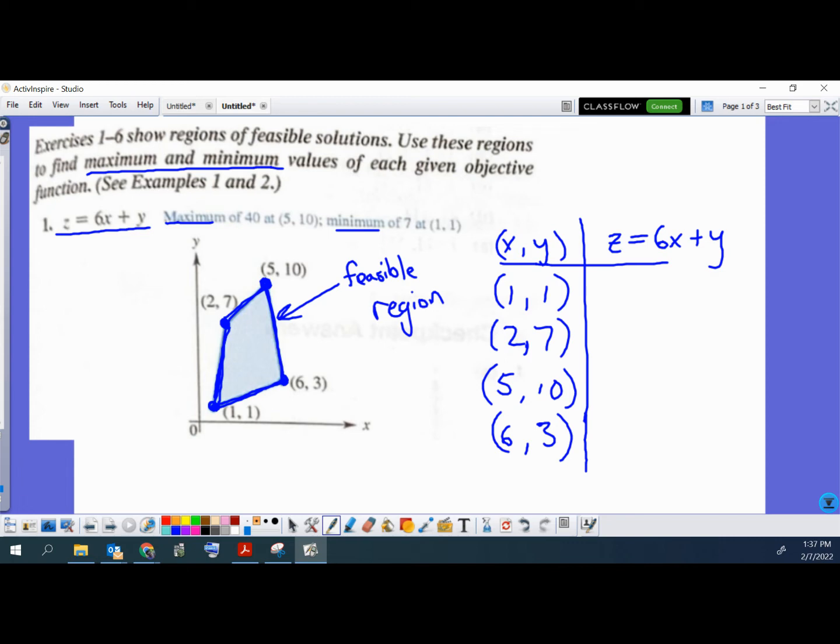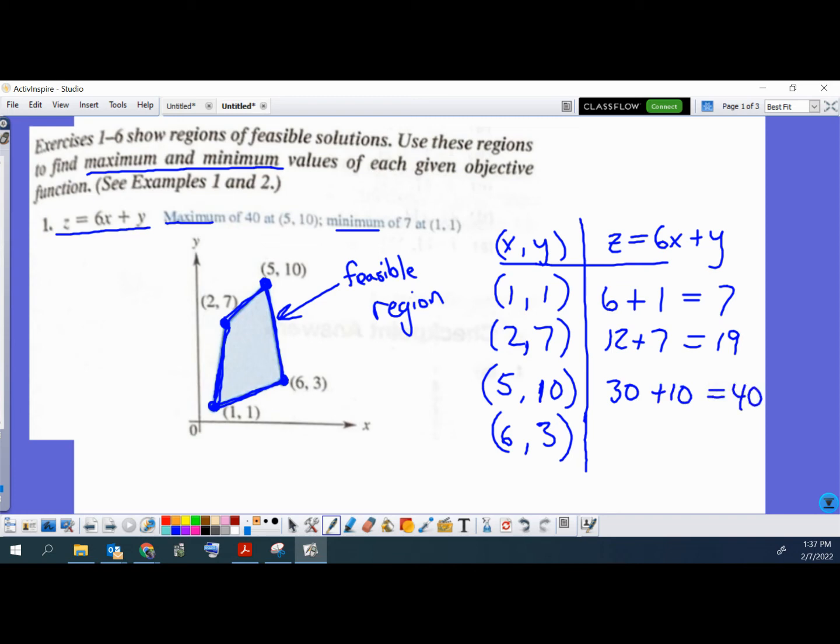1 and 1. So that's going to give me 6 times 1 plus 1, right, which is 7. Again, I'm giving z here. This is z over here. So 6 times 2 is 12 plus 7, that's 19. Bless you. 6 times 5 is 30 plus... Oh, whoops. I'm sorry. Plus, that's a 10, isn't it? Not a 0. So 30 plus 10, that's 40.